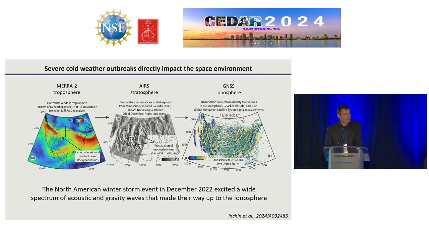This is an example from a very recent paper from Pavel Inchin and co-workers. I'm not even sure if the DOI is already online, but the paper is accepted, so it's a brand new thing, which shows how continental scale weather directly impacts the space environment. There are three maps. The left one is tropospheric wind fields, color-coded. That was this big winter storm in the continental US in December 2022.